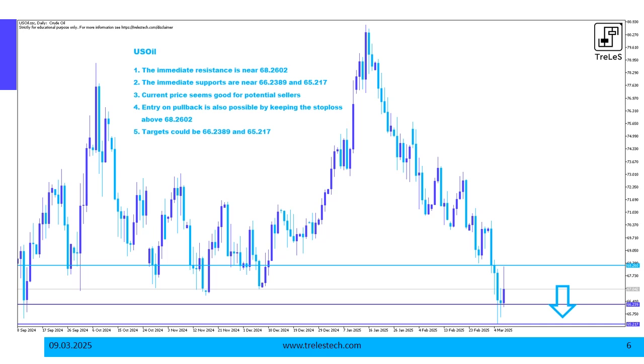A pullback entry is also an option with a stop loss placed above 68.2302. Our target is 66.2389 and 65.217.